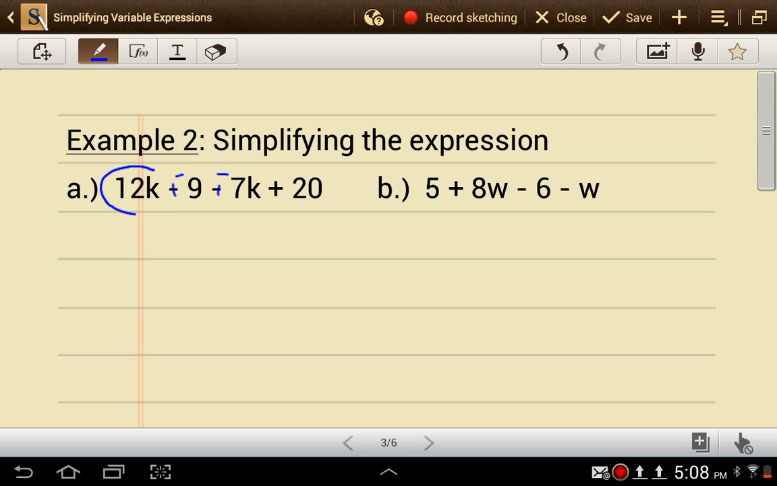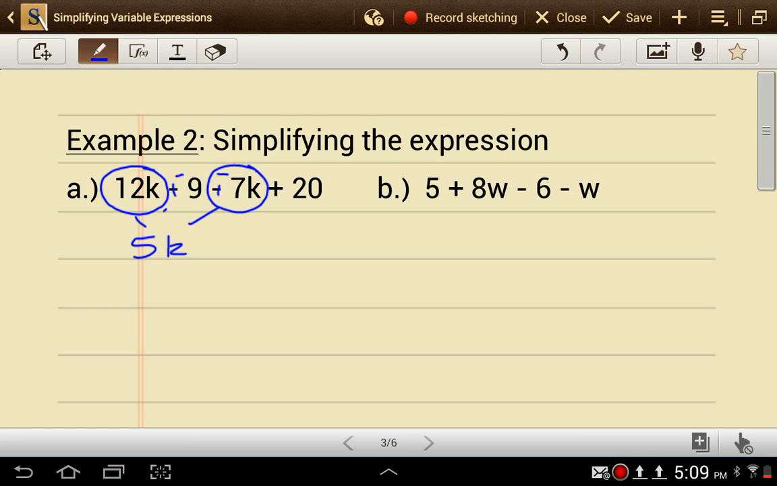So I have a 12k here plus negative 7k there. So I'm just going to do that work. They're different signs, so I subtract them. I have more positives than negatives, so it's 5k. Nothing happens to the k. It stays there. It's just the coefficients that I'm adding and subtracting. The k's are still there.